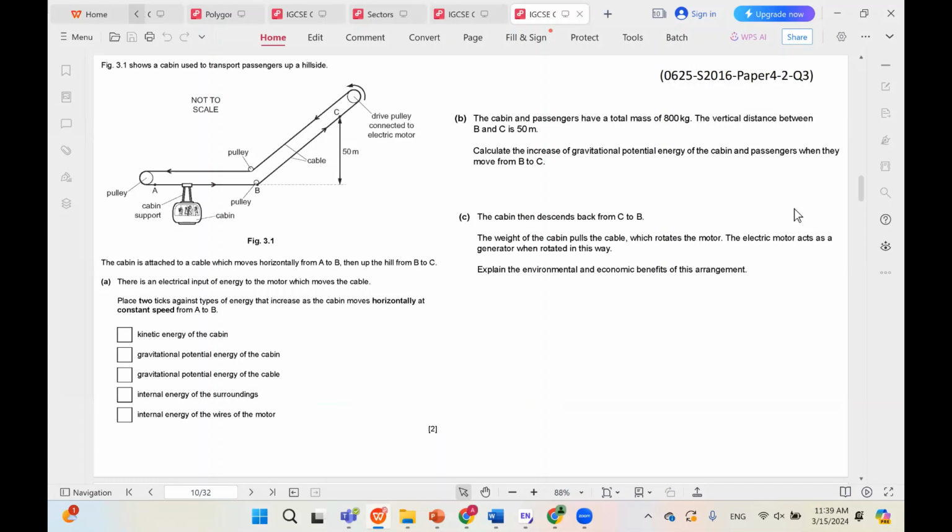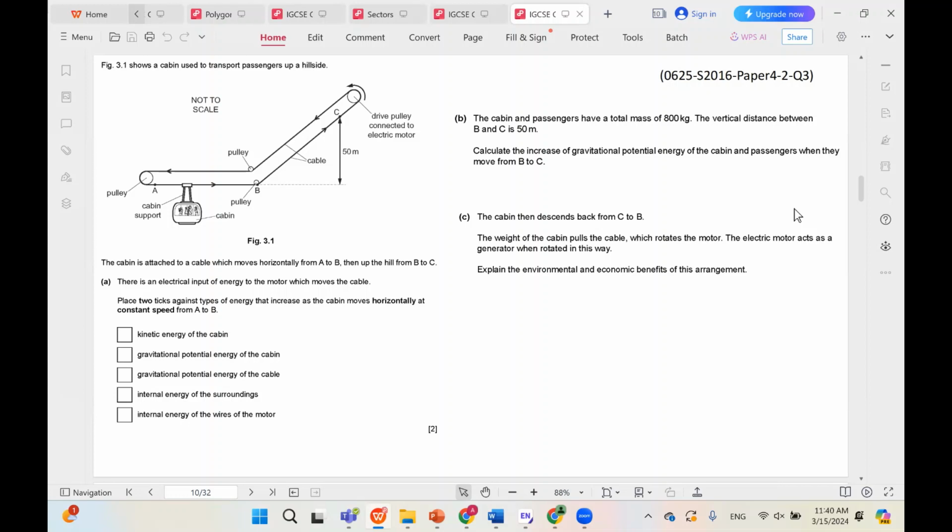Figure 3.1 shows a cabin used to transport passengers up a hillside. The cabin is attached to a cable which moves horizontally from A to B and then up the hill from B to C. There is an electrical input of energy to the motor which moves the cable. Place 2 ticks against types of energy that increase as the cabin moves horizontally at constant speed from A to B.